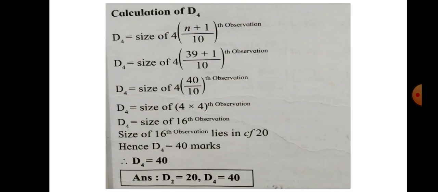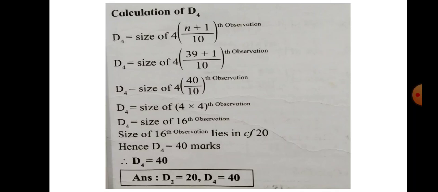Now next you have to calculate d4. Let us see how to calculate d4. What is the formula? d4 is equal to size of 4 into (n plus 1) upon 10 th observation. In the next step, what is n? That is total frequency, 39 plus 1 upon 10 th observation. In the next step, d4 is equal to size of 4 into (40 upon 10) th observation. So d4 is equal to size of 4 into 4 th observation. So d4 is equal to size of 16th observation.